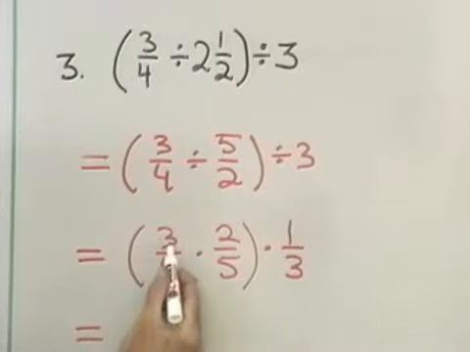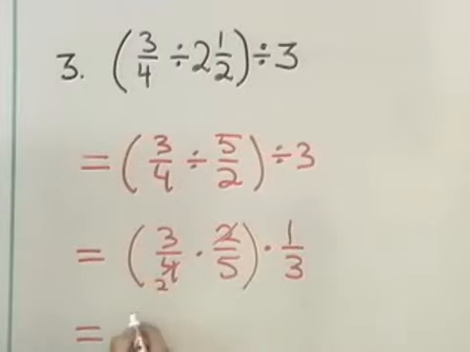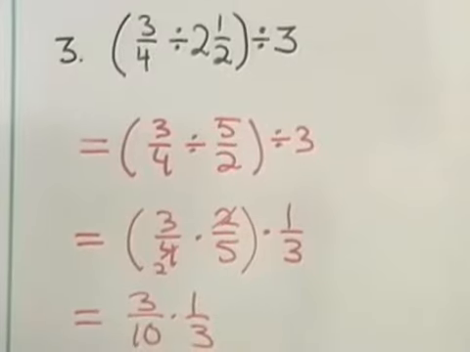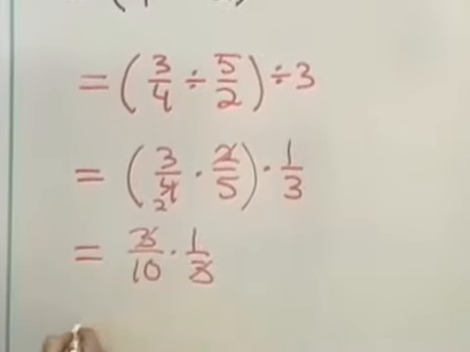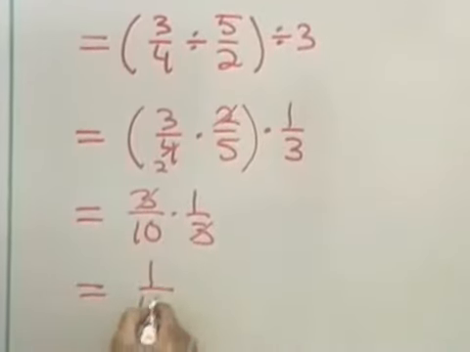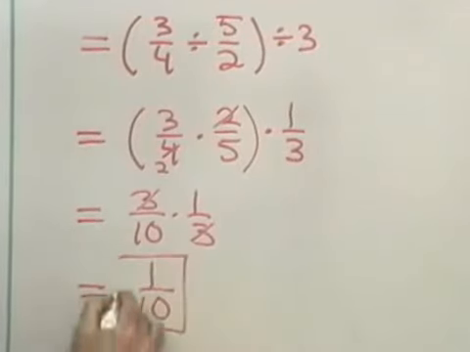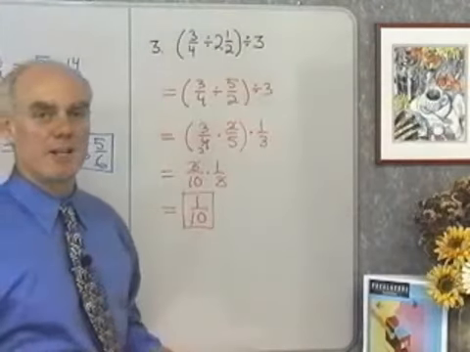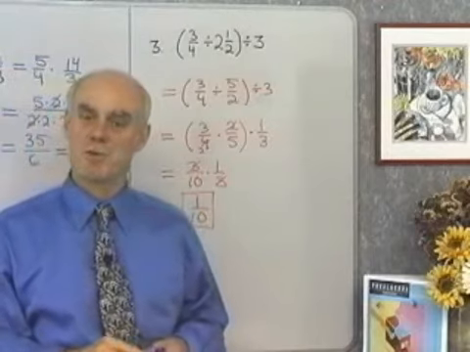So let's see. 3 times 2 is 6. Well, let's see, I can divide out a common factor of 2, so I end up with 3/10 times 1/3. Divide out that common factor of 3, I end up with 1/10. So there is a quick look at multiplication and division with mixed numbers.